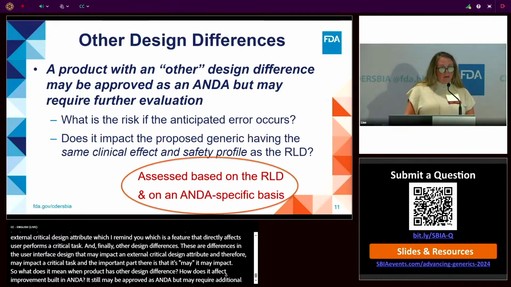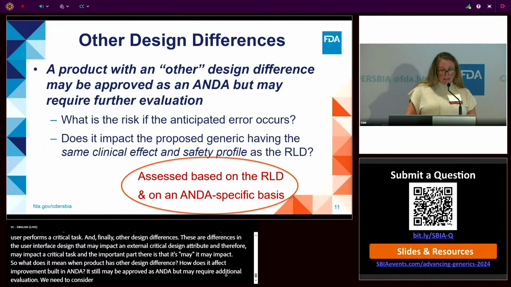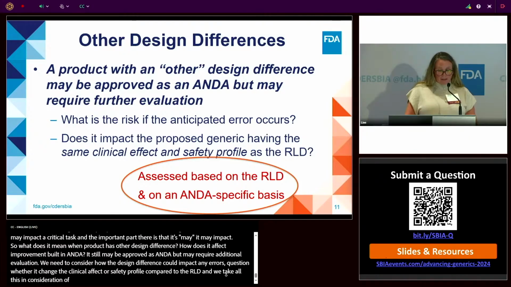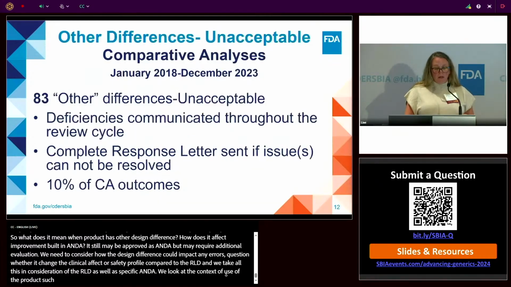We need to consider how the design difference could impact any errors, question whether it changes the clinical effect or safety profile of the proposed product compared to the RLD. And we take all of this in consideration of the RLD as well as a specific ANDA. We look at the context of use of the product, such as the end user population, the environment of use, the urgency of use, and also the frequency of use.